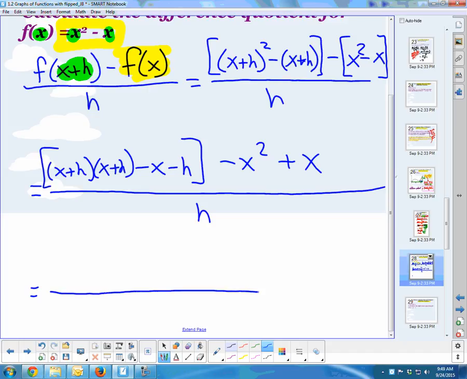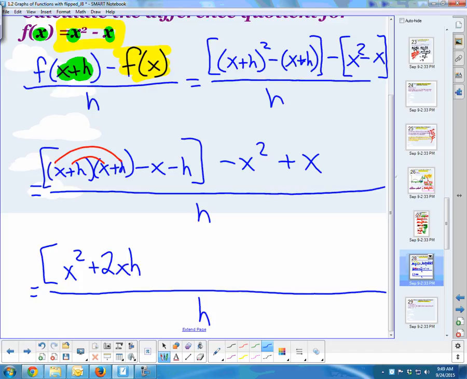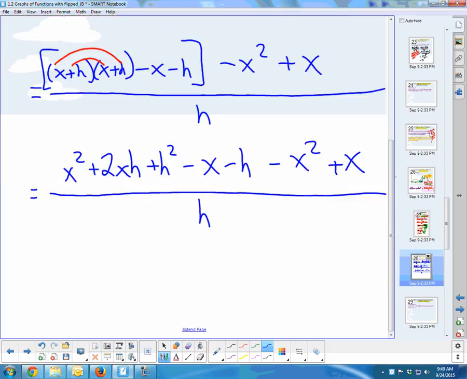Continuing, nice big fraction bar. My h is going to be hanging out there. My bracket, when I multiply x plus h times x plus h, I'm going to get x squared. And on this distribution, I'm going to have an xh and a second xh. So I'm going to streamline it and just write plus 2xh. And then my last distribution of a plus h squared, minus h, minus x, minus h that are hanging out from the previous distribution, minus x squared plus x. Just bringing that stuff down. I performed all my multiplications.